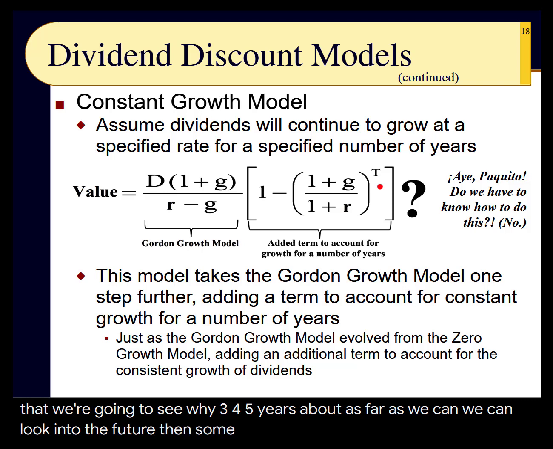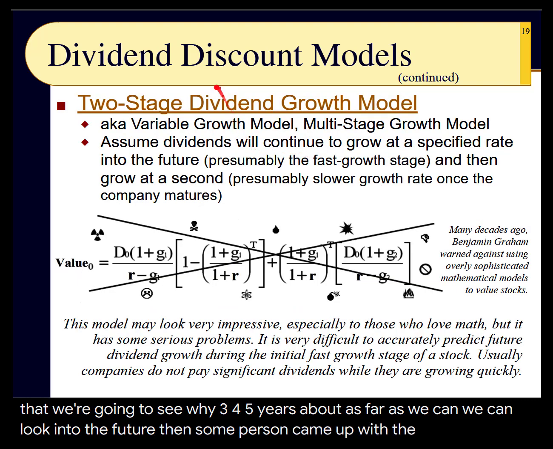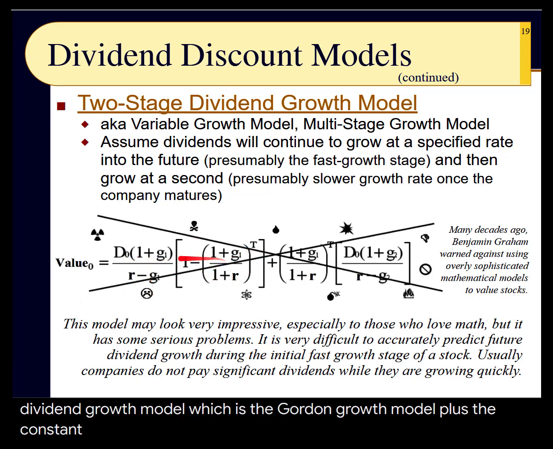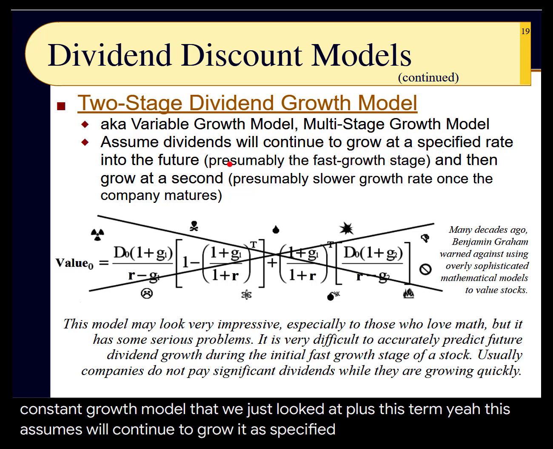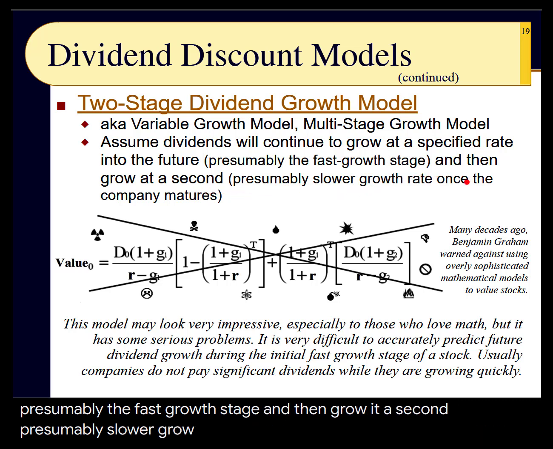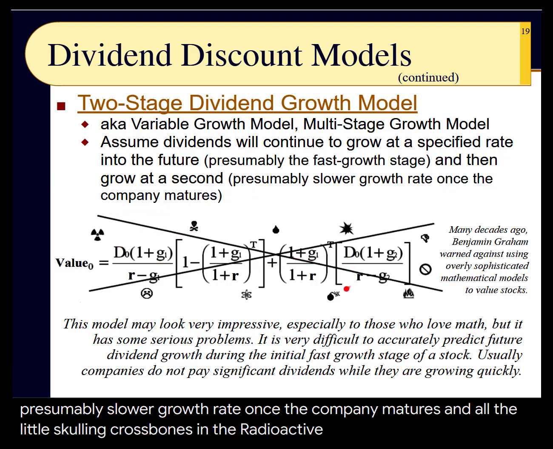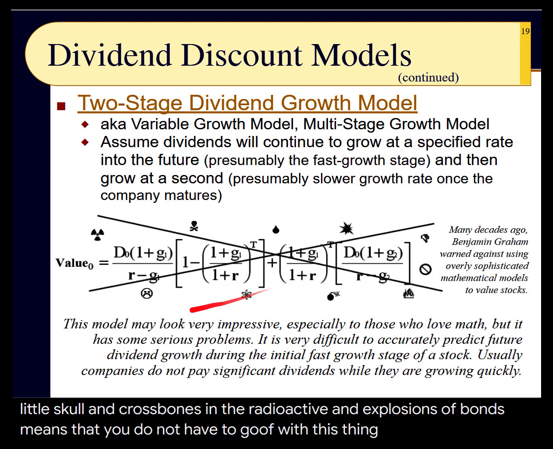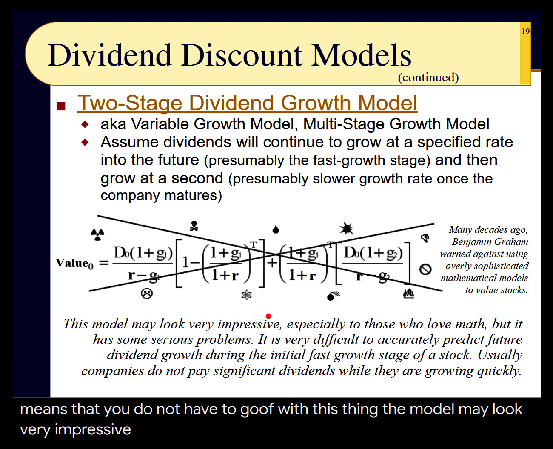Then some person came up with the two-stage dividend growth model, which is the Gordon growth model, the constant growth model that we just looked at, plus this term. This assumes we'll continue to grow at a specified rate into the future, presumably the fast growth stage, and then grow at a second, presumably slower growth rate once the company matures. All the little skull and crossbones and radioactive symbols and explosions of bombs mean that you do not have to goof with this thing. The model may look very impressive, especially for those who really love math, but it has some serious problems.